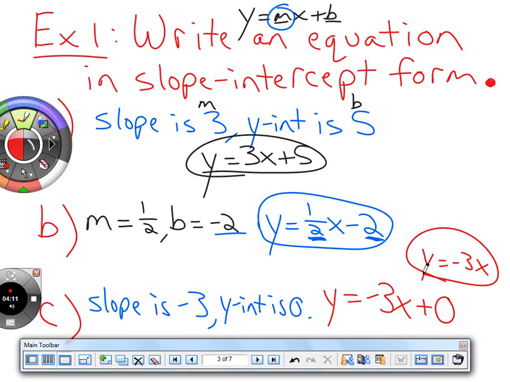And this looks very familiar. This looks like the direct variation equations, y equals kx. So if the b is 0, then it really becomes like a direct variation equation, y equals kx, k kind of being the slope here. Okay? That's the first thing you need to be able to do.